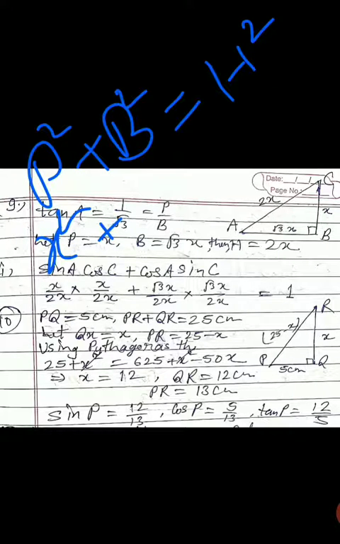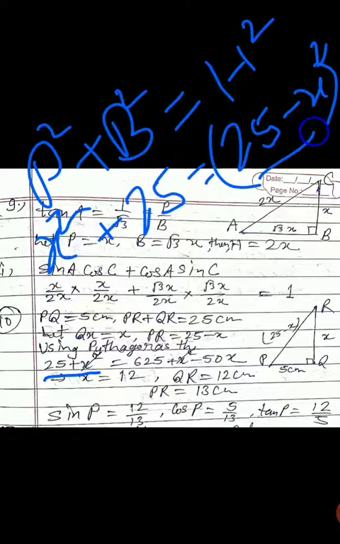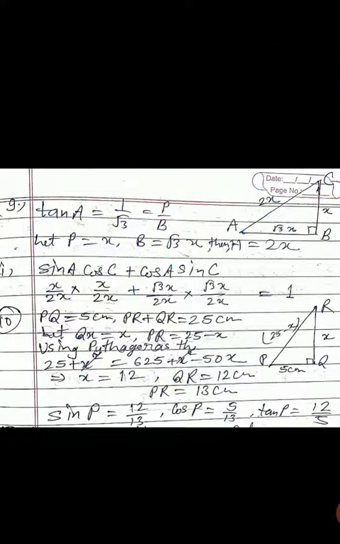So x square plus base is 5, so 5 square is 25 equals h square, that is (25 minus x) whole square. Now see, next step is here: x square plus 25 equals (25 minus x) whole square. (a minus b) whole square, so a square, that is 25 square, 625, plus b square, that is x square, minus 2ab, 2 into 25 into x, that is 50x. Clear? Now x square, these two terms are cancelled.